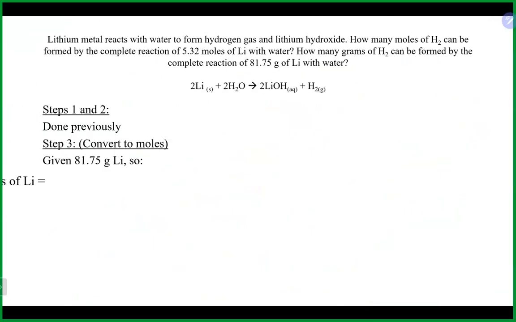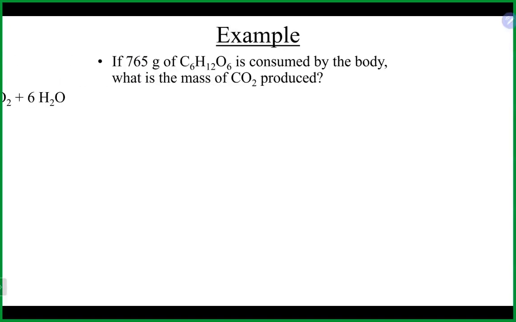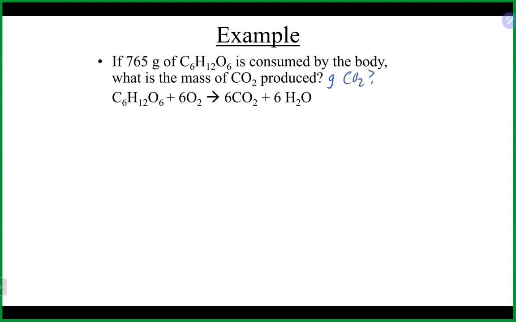All right, so why don't we try another? All right, so why don't you try this one? If you have 765 grams of C6H12O6, how many grams of CO2 would you produce? Carbon 12.01, hydrogen 1.008, oxygen 16. Again, follow those 4 steps there.